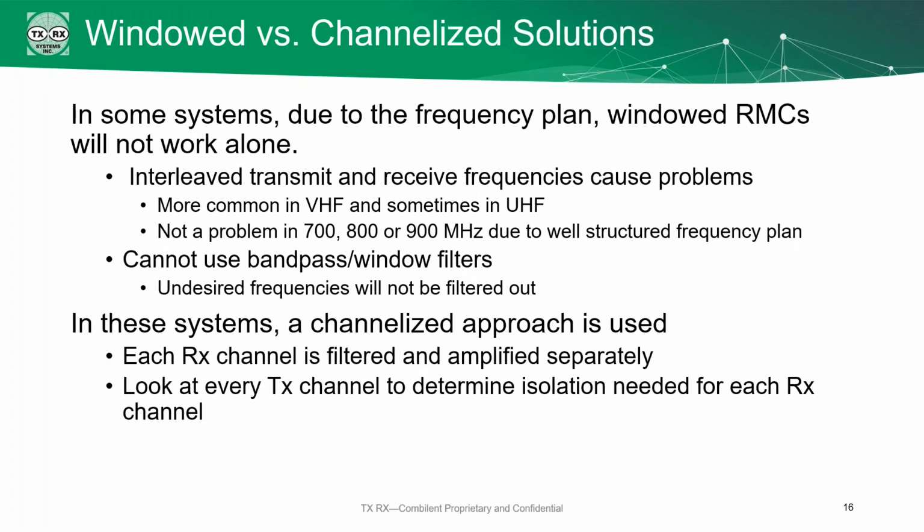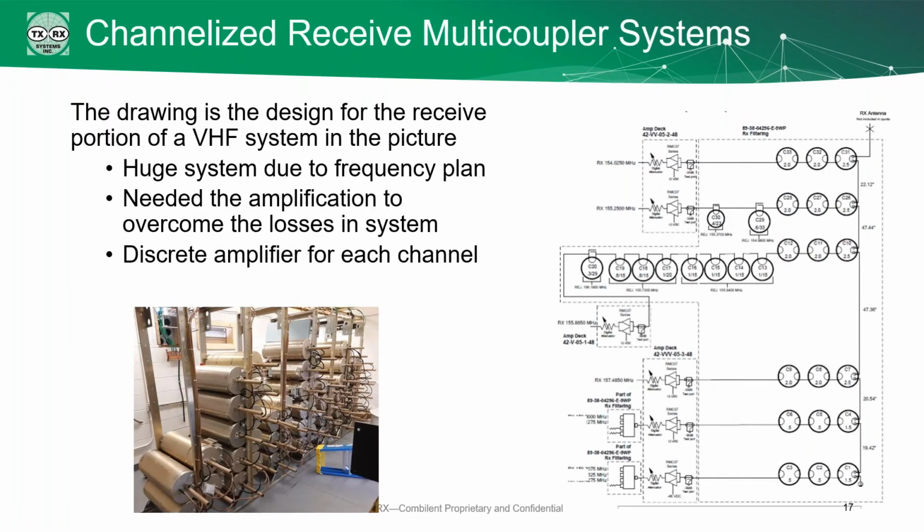In these systems, we have to go with what's referred to as a channelized approach, where each individual channel is filtered and amplified separately. For this, we have to look at every transmit channel and every receive channel to determine what isolation is needed for each one. Obviously, this could get to be a lot of work. And here on the right side, we can see a channelized system, and this has 28 different filters on it. This is a huge system because of the frequency plan this particular customer had.